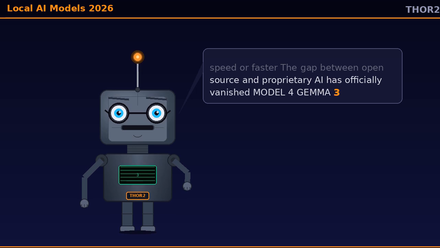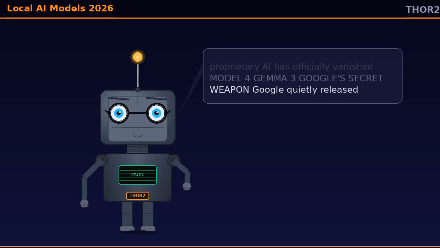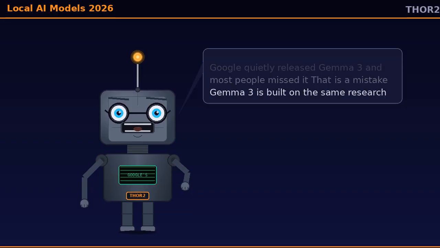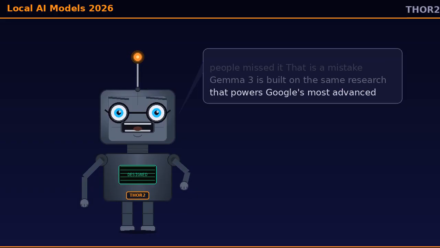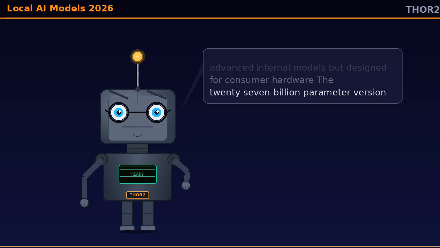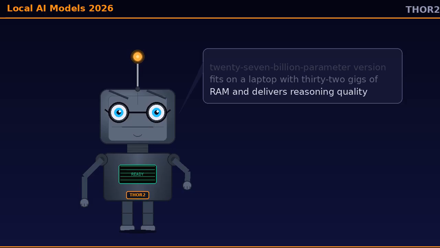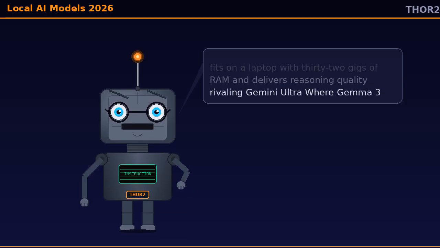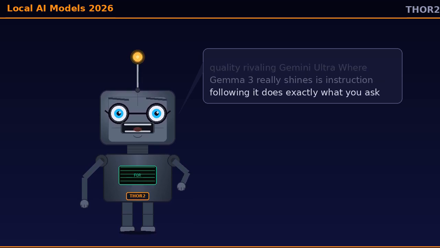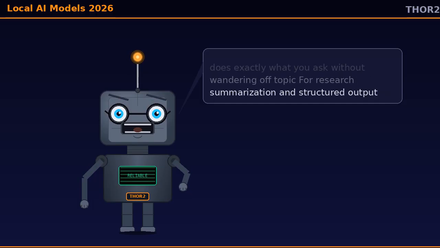Model 4: Gemma 3, Google's secret weapon. Google quietly released Gemma 3 and most people missed it. That is a mistake. Gemma 3 is built on the same research that powers Google's most advanced internal models, but designed for consumer hardware. The 27 billion parameter version fits on a laptop with 32 gigs of RAM and delivers reasoning quality rivaling Gemini Ultra. Where Gemma 3 really shines is instruction following. It does exactly what you ask without wandering off topic. For research, summarization, and structured output, Gemma 3 is incredibly reliable.